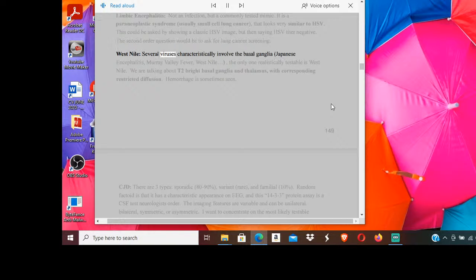West Nile. Several viruses characteristically involve the basal ganglia: Japanese encephalitis, Murray Valley fever, West Nile. The only one realistically testable is West Nile. We are talking about T2 bright basal ganglia and thalamus, with corresponding restricted diffusion. Hemorrhage is sometimes seen.